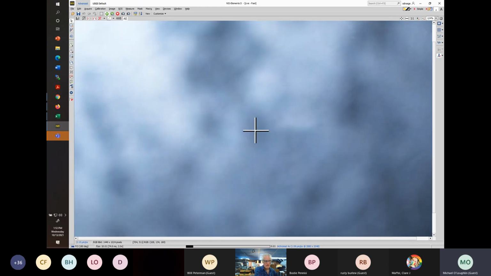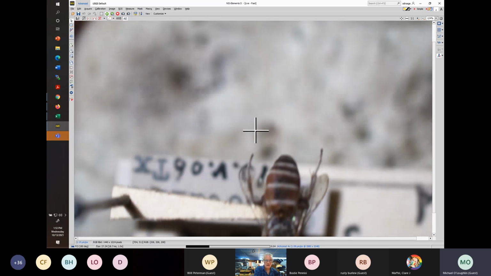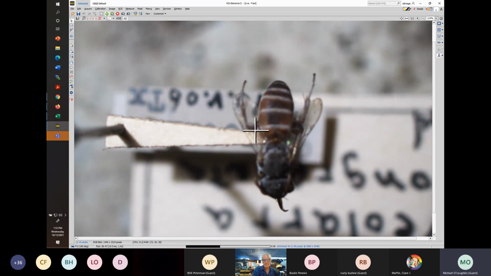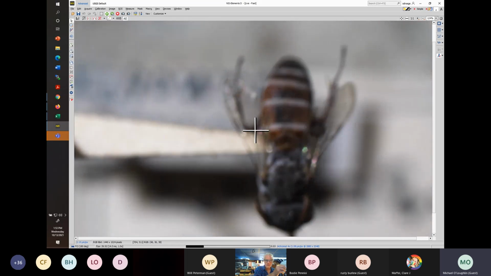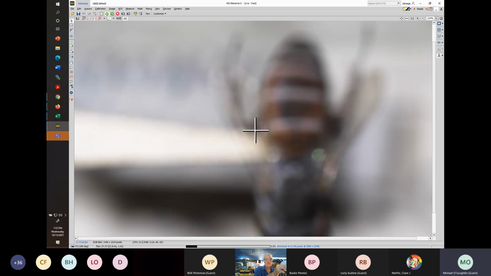Now, we're closing in on the end here, so I just want to show you perhaps our most unique, let me pull this out. Epeoloides was pretty unique, but Neolarra, which is a nest parasite of Perdita, is really, first of all, incredible.